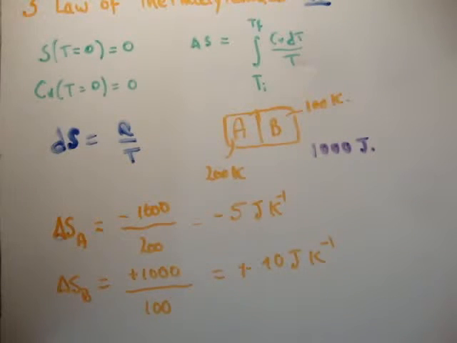Now the energy is flowing from A to B, but 5 units of entropy flowed out from system A, while 10 units of entropy flowed into system B. So in the process of transferring energy, entropy was created. We created additional entropy to that which was already in A and was passing into B.